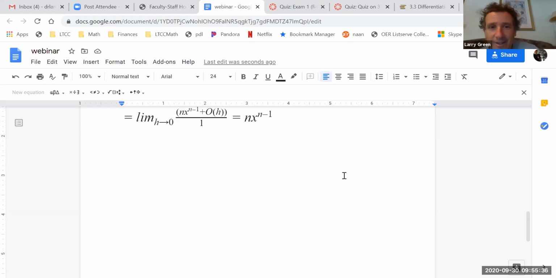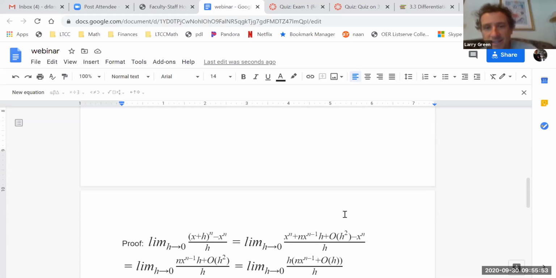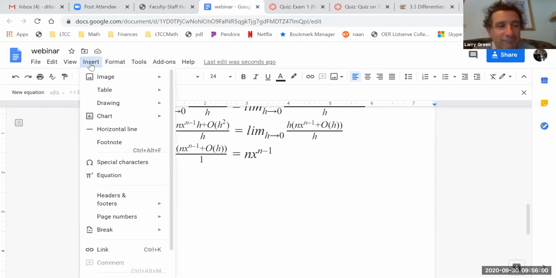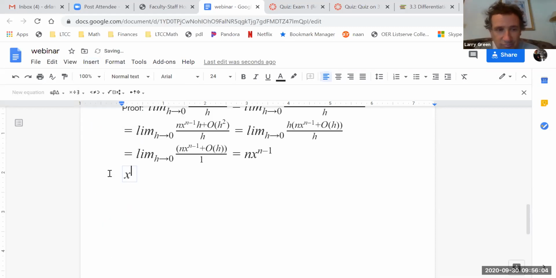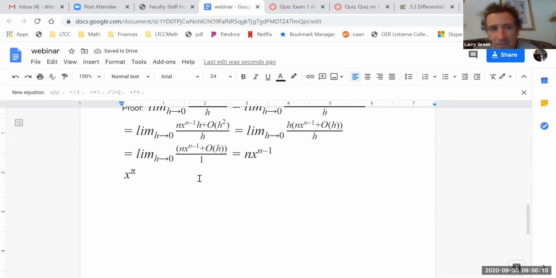Okay, so you're saying n can be any number, but here's the problem. Do you even know what it means to say x to a power? You all know what that means? Okay, sounds good. If you know what it means, let me ask you something. What's x to the pi? If you think it's x times itself that many times, well, how do you multiply x by itself pi times? Doesn't even make any sense.